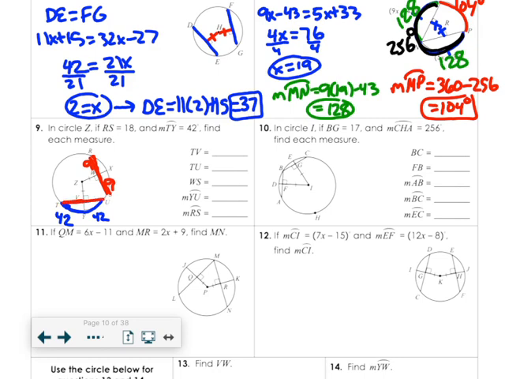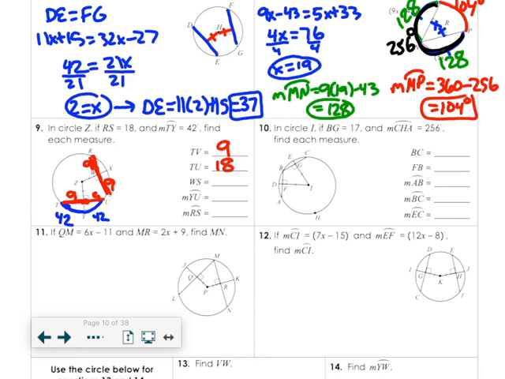Well, I know that these two arcs have to be congruent because they're both equidistant from the center. So this has to also be 18. TU has to be 18, but that means that there's a couple 9s again. So the distance between T and V, that's V right here, is 9. The distance between T and U is going to be 18. 9 plus another 9.